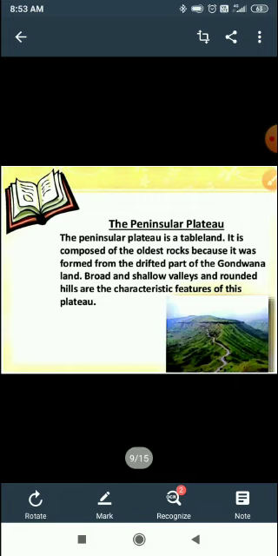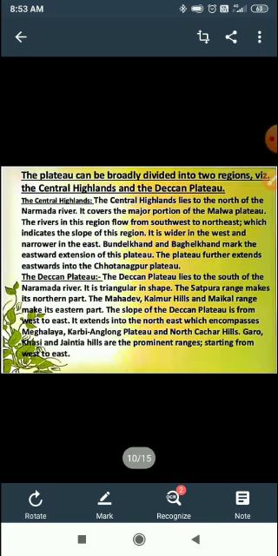The broad and shallow valleys and rounded hills are the characteristic features of the plateau. The plateau is famous for its mineral resources. Most of the minerals that we count in our country India belong to the Peninsular Plateau region. The plateau can be broadly divided into two regions: the Central Highlands and the Deccan Plateau.